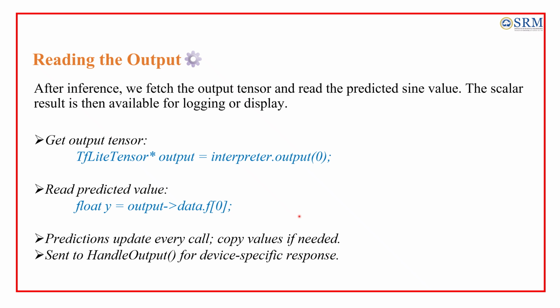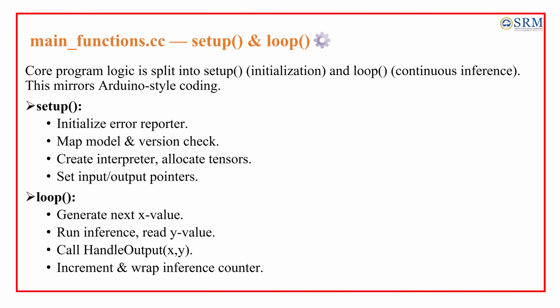Finally, the prediction is passed to HandleOutput, which formats or displays the result depending on the device. This is where the abstract math turns into something we can see as logs, LED blinking or display output. So always remember, the input goes to the input tensor, output goes to the output tensor. That's what you have seen till now. Once you have the output, you can use it for any application, and exactly this is defined in main_functions.cc, with the setup and loop operations.